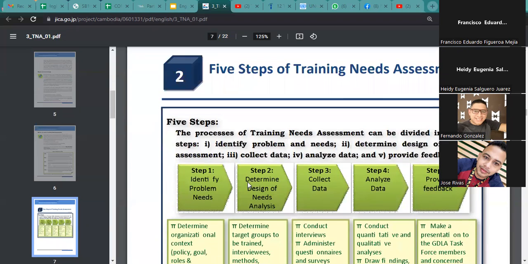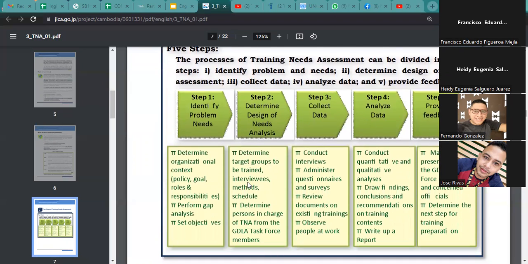Number two now, 5 steps of training needs assessment. So the process of training needs assessment can be divided into 5 steps: identify problem and needs, determine design of needs assessment, collect data, analyze data, and provide feedback. So these are the 5 steps, right? And we can check there what is going to happen in each step.